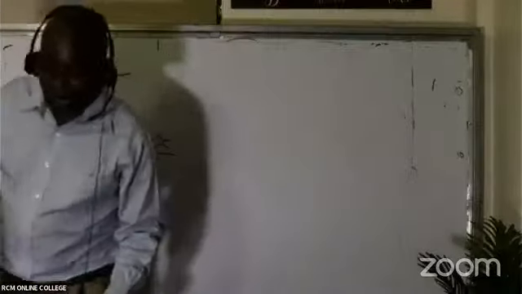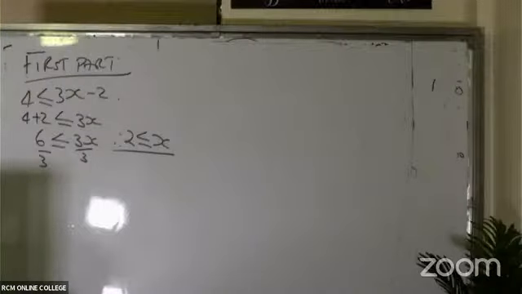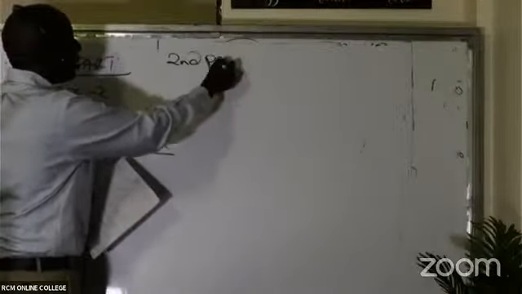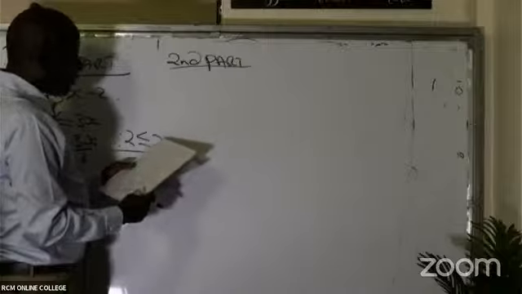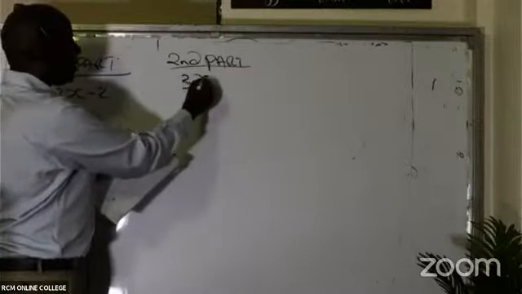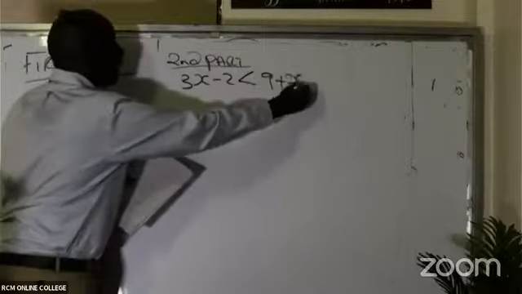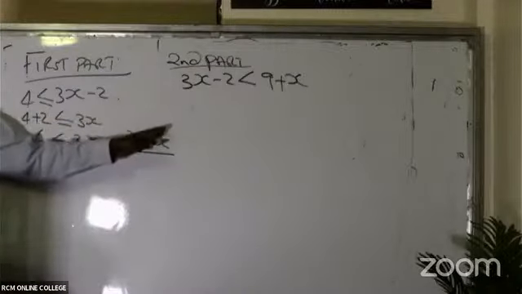This second part, I want to pick it from my book. So now we are looking at the second part. So the second part, ladies and gentlemen, that we have here is 3x minus 2 less than 9 plus x, like that. So remember here in the second part, x has to be on the left side.